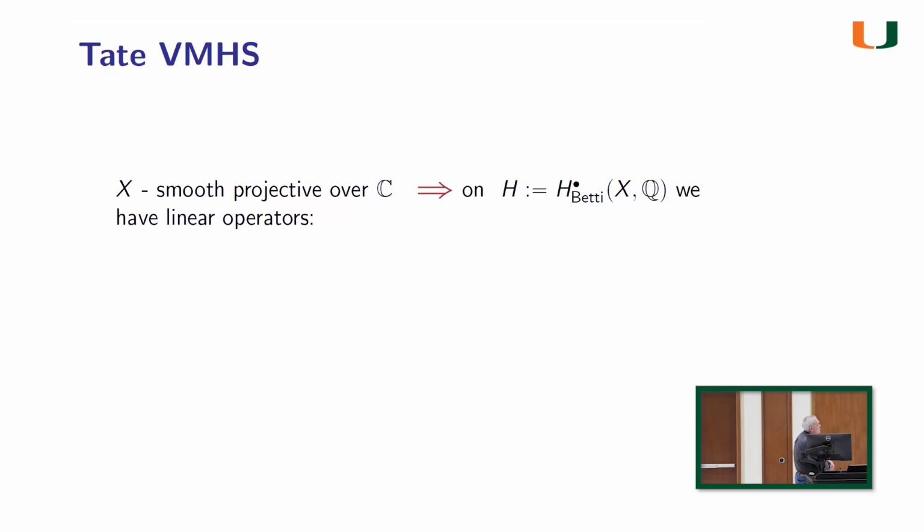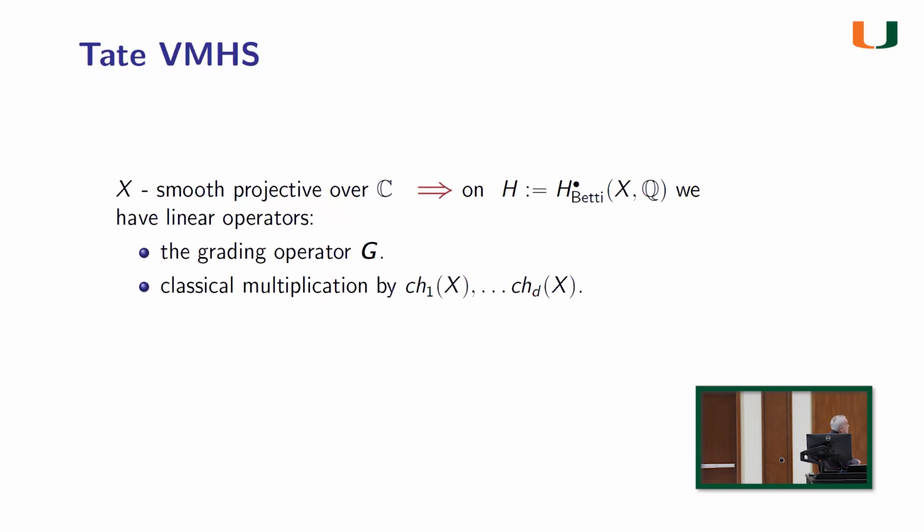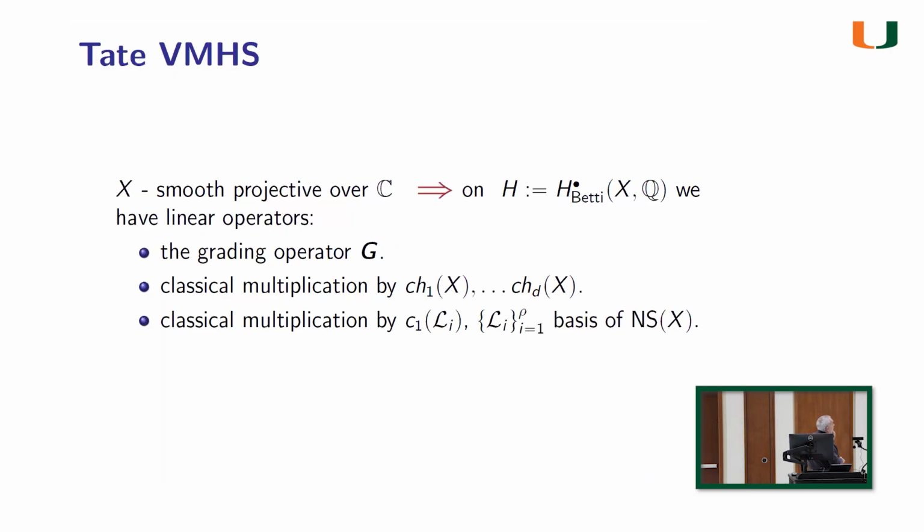So suppose that you have a smooth projective variety over the complex numbers. Look at the cohomology. So we have a bunch of linear operators. We have the grading operator. We have the multiplication by the Chern classes of the tangent bundle. We also have the multiplication by the first Chern classes of line bundles. In particular, I can choose a basis of the Neron-Severi group, say a fractional Neron-Severi group, but an integral basis, and take the first Chern classes of those guys. So these are operators.